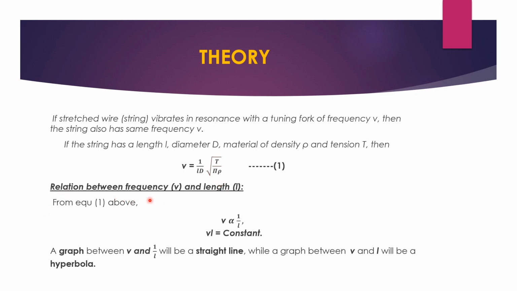Relation between frequency nu and length L. From equation 1 above, the frequency nu is directly proportional to the reciprocal of length L. Therefore, the product of frequency nu and length L is equal to a constant. A graph between frequency nu and reciprocal of L will be a straight line, while a graph between frequency nu and length L will be a hyperbola.